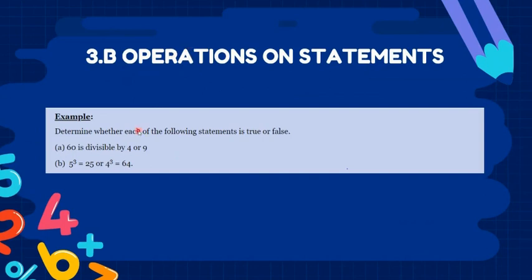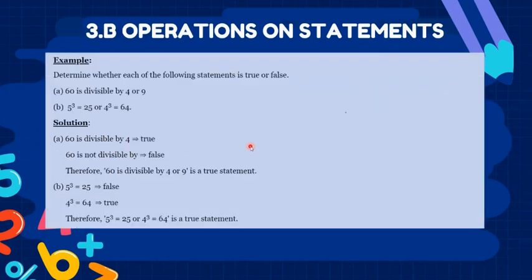Okay, for the question, determine whether each of the following statements is true or false. For question A, 60 is divisible by 4 or 9. For question B, 5 to the power of 3 equals 25, or 4 to the power of 3 equals 64.